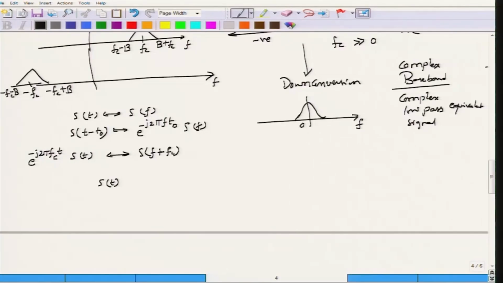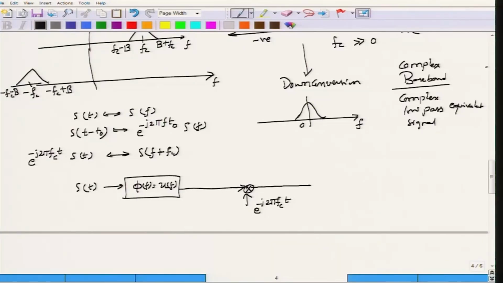To obtain the complex low pass equivalent signal, or the complex baseband signal, you multiply the Fourier transform of s(t), which is S(f), by the function U(f), and then in the time domain you also multiply by another term. Let me rewrite it in block diagram form. s(t) comes in and goes into a filter whose transfer function phi(f) is equal to U(f), and the output of this filter is multiplied by e to the power minus j 2 pi fc t. What comes out is the complex baseband or complex low pass signal.